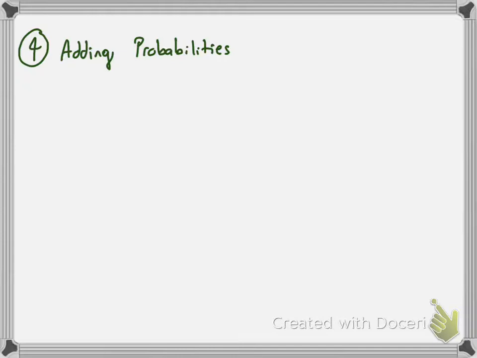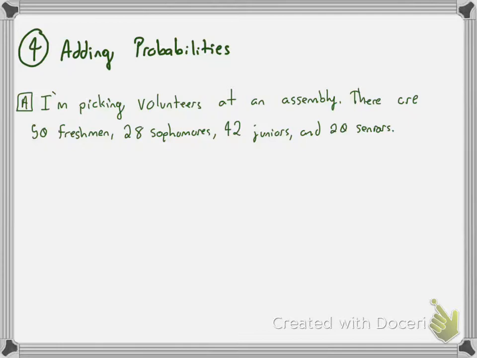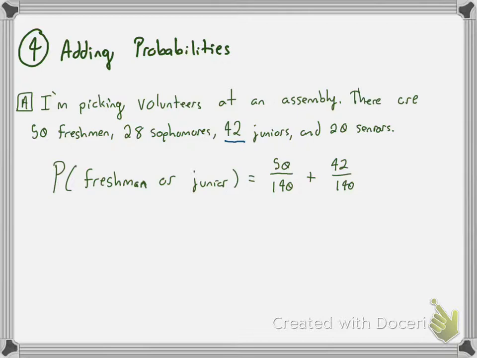So finally, we'll end the day by talking about adding probabilities. In my first example, I'm picking volunteers at an assembly. There are 50 freshmen, 28 sophomores, 42 juniors, and 20 seniors. I want to figure out the probability that I pick a freshman or a junior. When I see or, I'm going to add. So I'm going to add the probability of freshman, 50 out of 140, which I got by adding all the freshmen, sophomores, juniors, and seniors together, plus the probability of a junior, which is 42 out of 140.